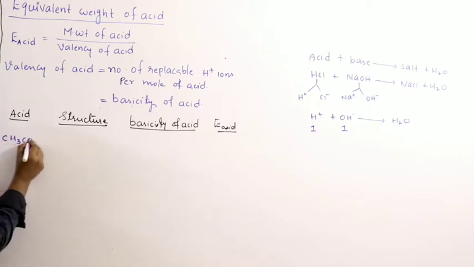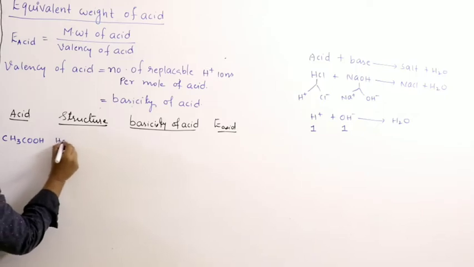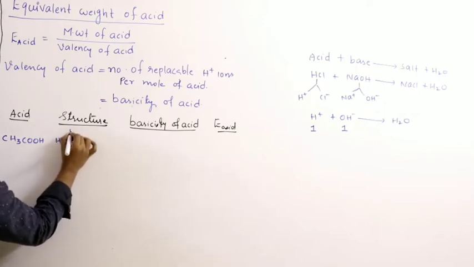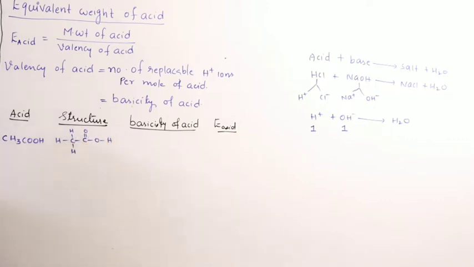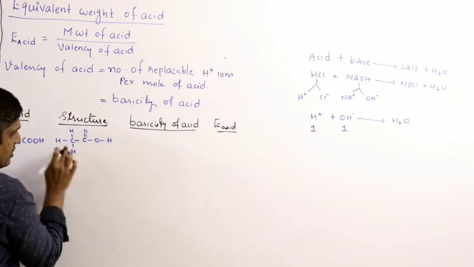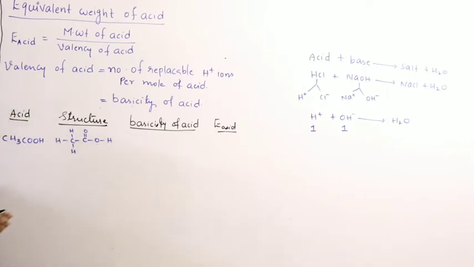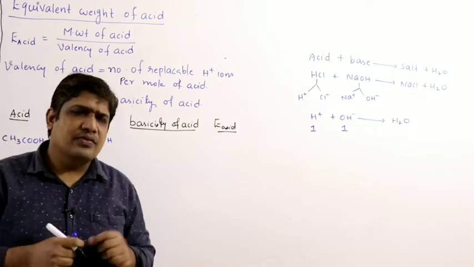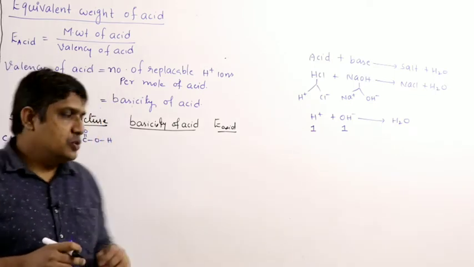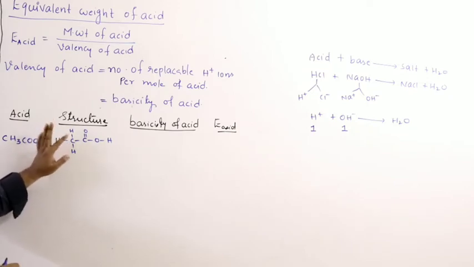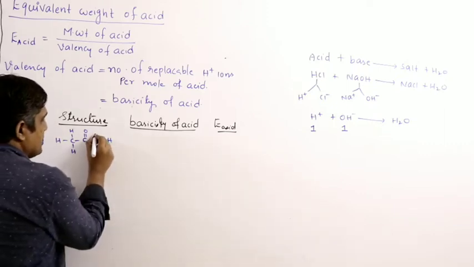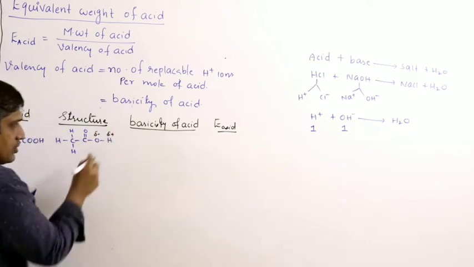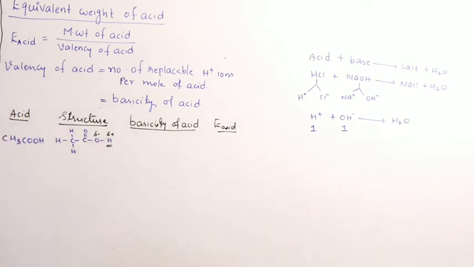Next example, acetic acid. There are 2 types of hydrogens, OH hydrogen and CH hydrogen. The carbon hydrogen bond is non-polar. That means the electronegativity difference is almost negligible. So these shared electrons are equally shared between carbon and hydrogen, so they don't get any partial charges. But in the case of this OH, oxygen is more electronegative than hydrogen. So this hydrogen can be removed as H plus.